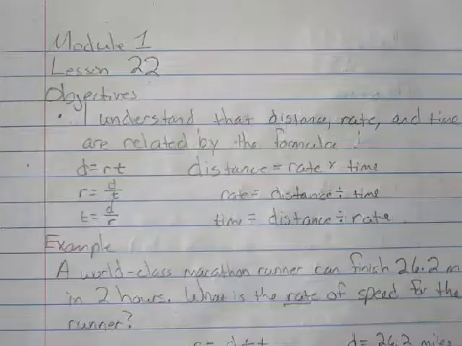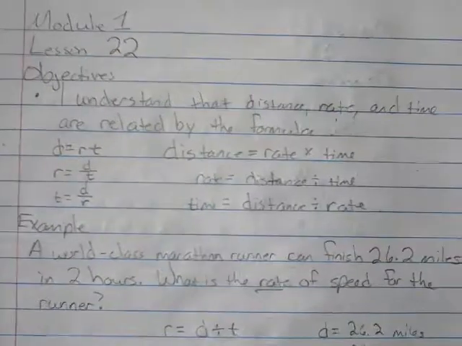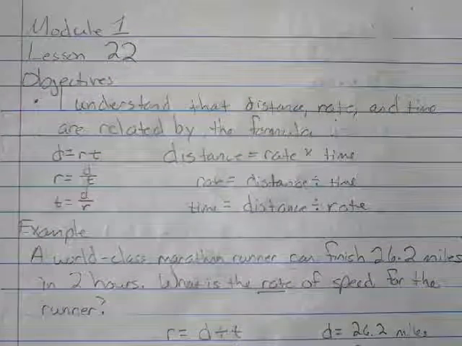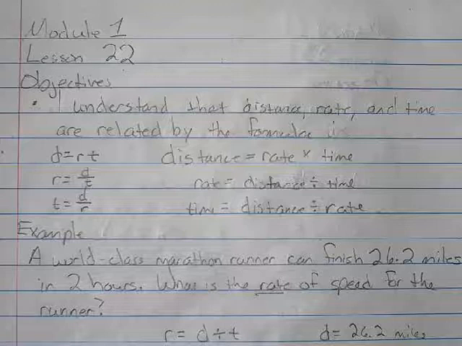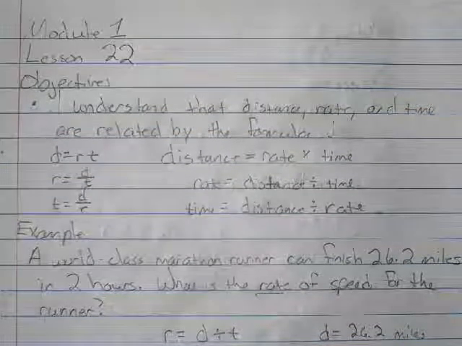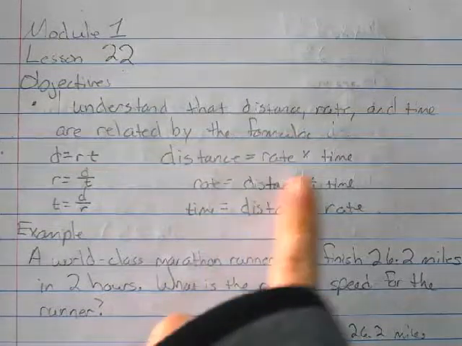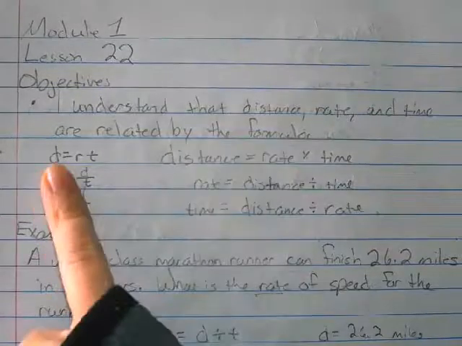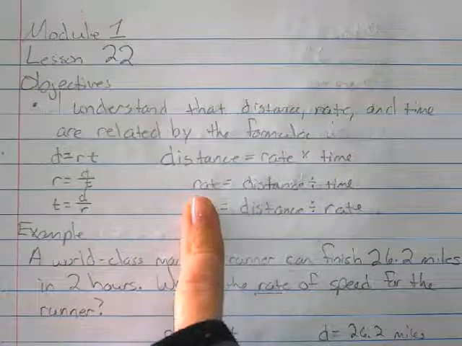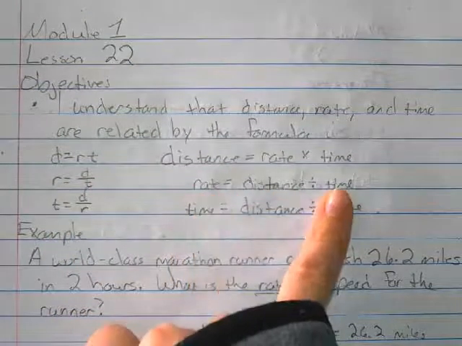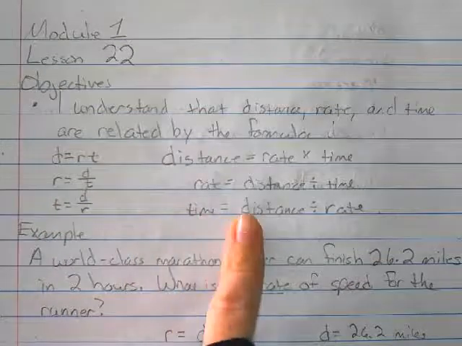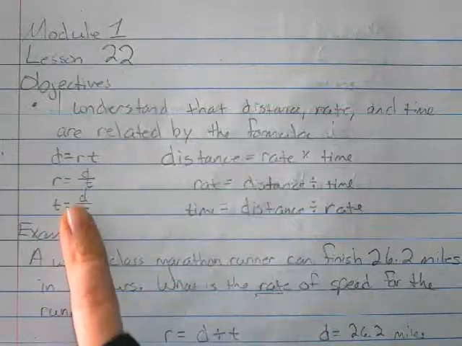Module 1, Lesson 22, has us look at rate, distance, and time and use that relationship to find any of those three pieces. So the objective for this lesson is that you'll understand that distance, rate, and time are related by the formula distance equals rate times time, which with variables is d equals rt. A variation of this formula is that rate is equal to distance divided by time, which would be r equals d over t. Or time equals distance divided by rate, or t equals d over r.